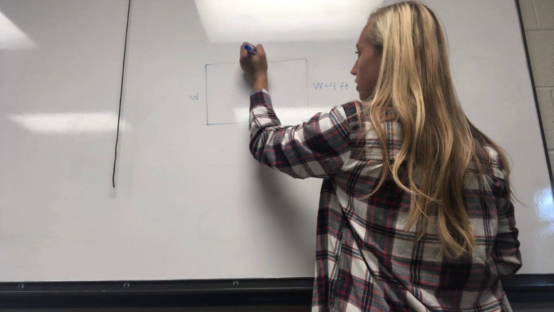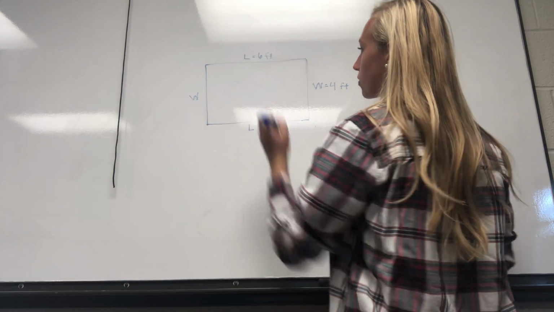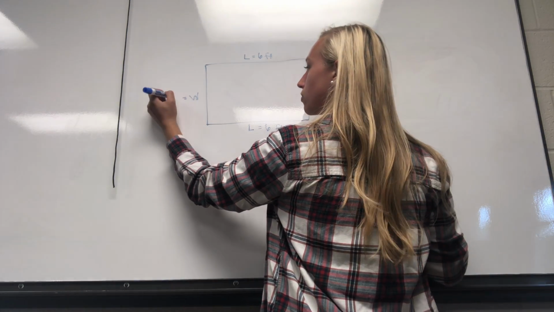So up here, this is, or I'm sorry, parallel. It's parallel, so it's also going to be 6 feet. So that means the width over here is also 4 feet.